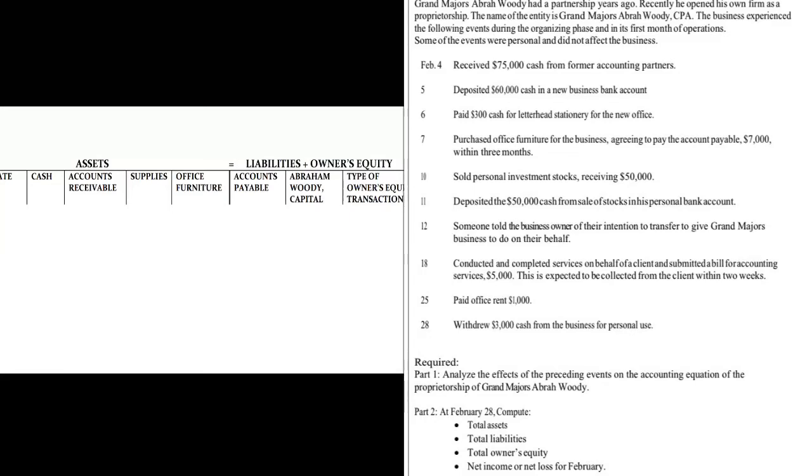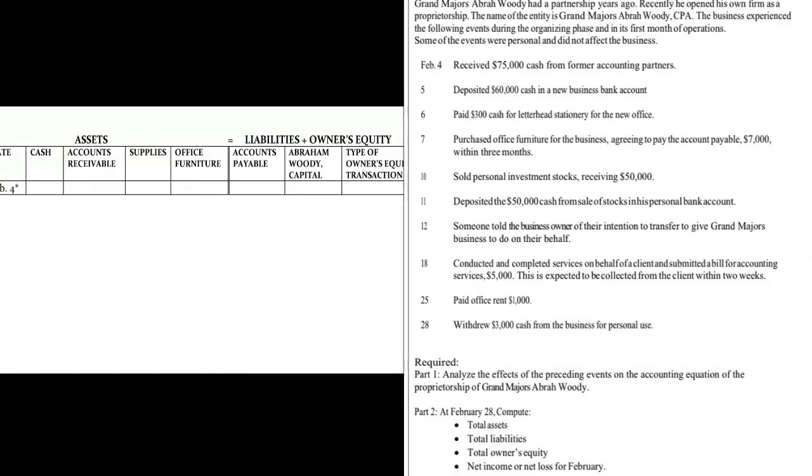Keep that in mind. So you had a business before, now you have another one, and your former partners gave you $75,000. Would that affect the accounting equation of your new business? No, because you just got money. They didn't say, okay, you got money and you put it in this business. So on February 4th, that transaction would not affect the accounting equation of the proprietorship of Grand Majors Abra Woody.